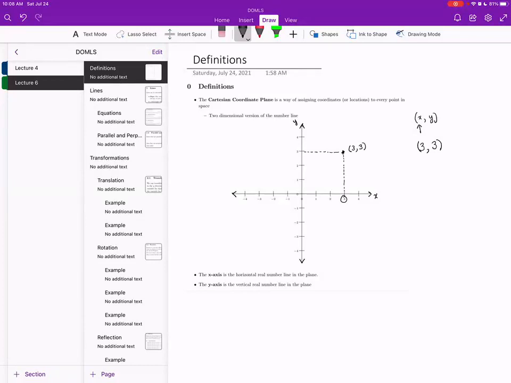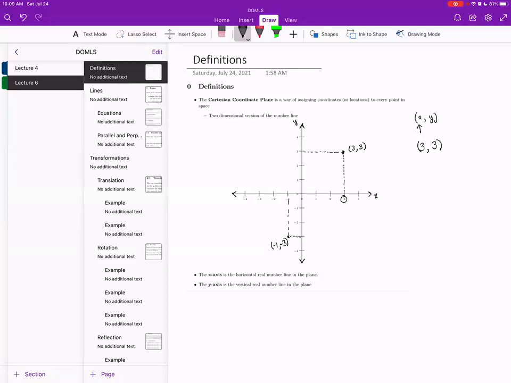Let's do another one quickly. Let's say this point over here. We can draw where it is on the axes. It corresponds to -1 on the x-axis, so it has a first coordinate of -1, and it corresponds to -3 on the y-axis, so its y-coordinate is -3. And so its coordinates would be (-1, -3). So that's how we assign coordinates.